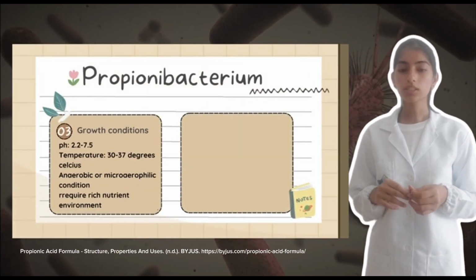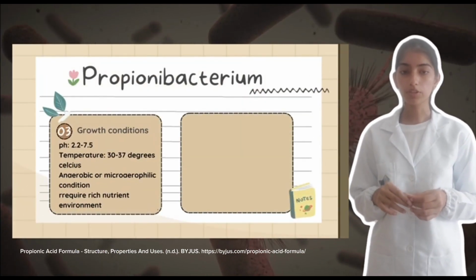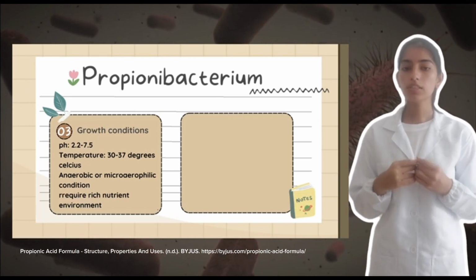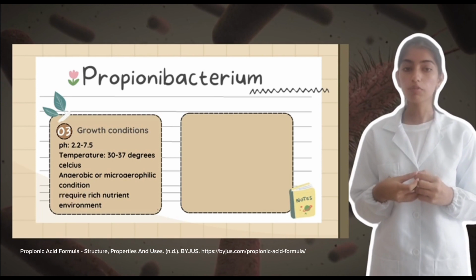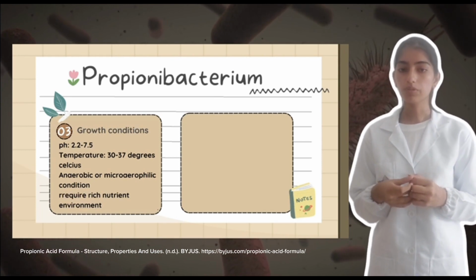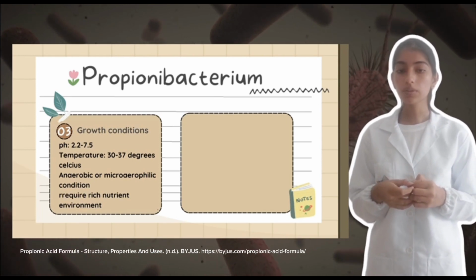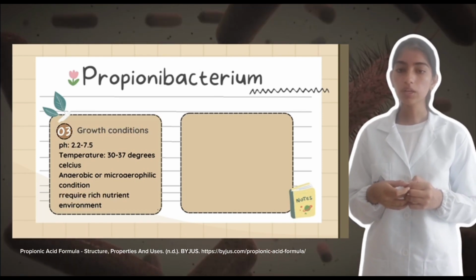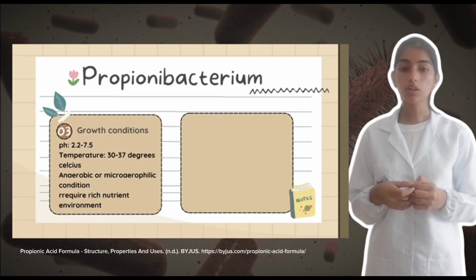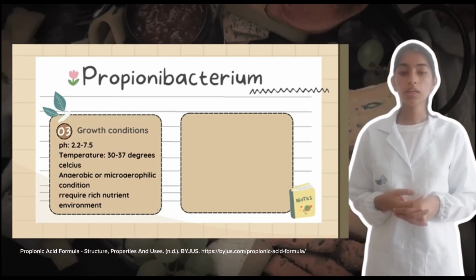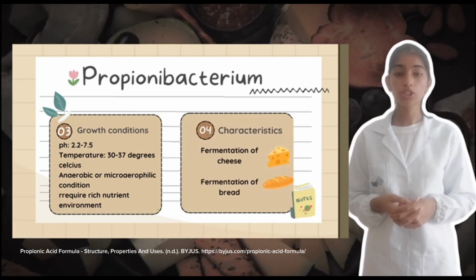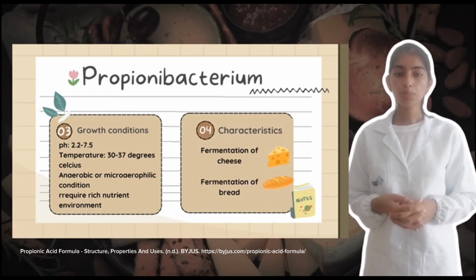To ensure the successful growth of Propionibacterium, certain conditions must be met. This bacteria thrives in an environment with a pH range of 5.5 to 7.5 and a temperature of 30 to 37 degrees Celsius. They require anaerobic or microaerophilic conditions, which means they prefer low oxygen levels. Now, I shall talk about Propionibacterium and its vital role in cheese and bread production.